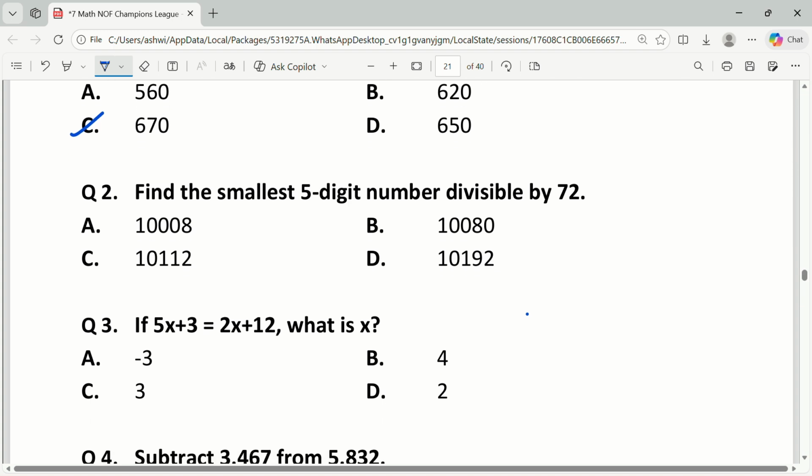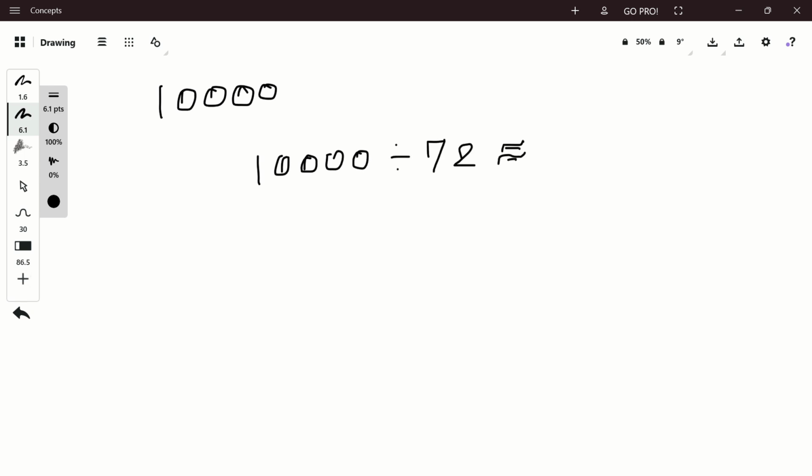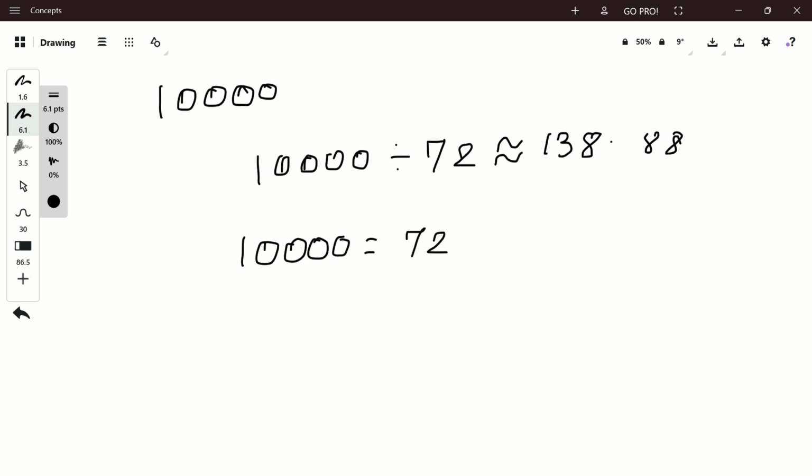Question 2. Find the smallest 5-digit number divisible by 72. The smallest 5-digit number is 10,000. 10,000 divided by 72 is approximately 138.88. That is, 10,000 is equal to 72 into 138 plus 64.